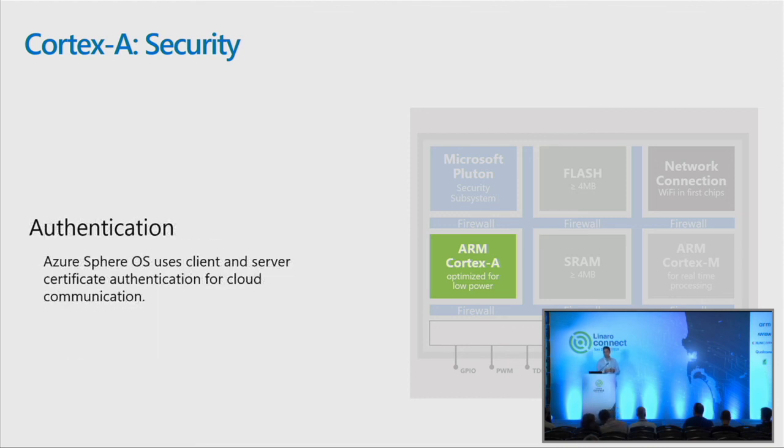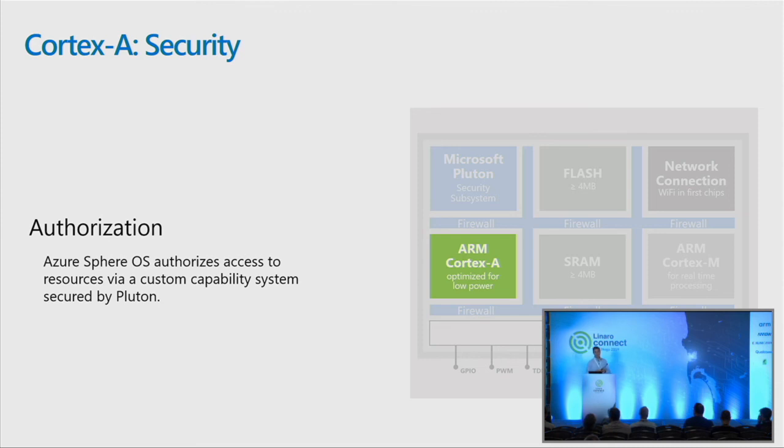And we use client and server certificate authentication for cloud communication, so we can prove that we're talking to Azure, and Azure can actually prove that it's talking to an Azure Sphere chip. And finally, we have this capability mechanism that authorizes access to resources that's secured by Pluton. And I'll get into a little more detail about what the silicon provides to protect against attacks in this space as well.